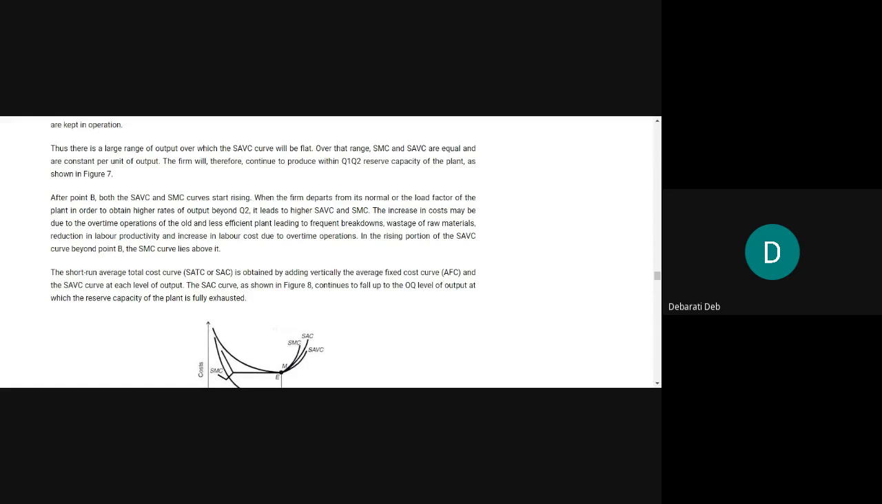There will be reduction in the labor productivity. There will be frequent breakdowns. There will be wastages. Then also there will be increase in the labor cost, because if you keep on using the same plant and you want to produce more products, obviously you will have to pay overtime wages to the laborers, isn't it? So there will be increase in labor cost also. In the rising portion of the SAVC curve beyond the point B, the SMC will lie above it.